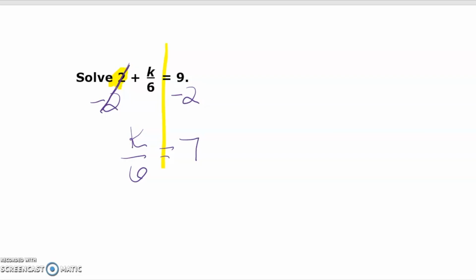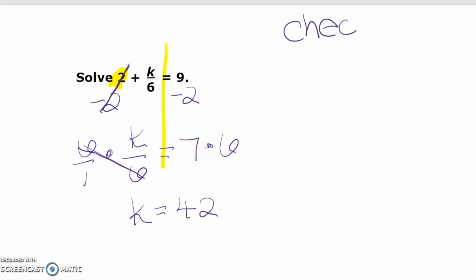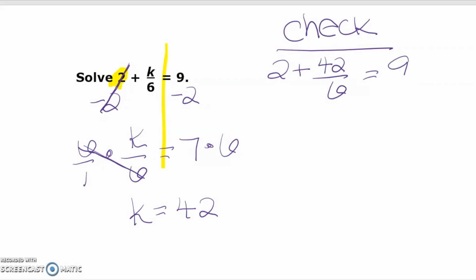The opposite of division is multiplication. I'm going to multiply both sides by 6. Think of this as 6 over 1. I'm cross-canceling. And I get k equals 42. All right, we're going to do our check just in case I made a mistake, because we all do. It happens. If I check my work, though, before I turn it in, I'm going to do better on that test. All right, order of operations. Division comes first. So 42 divided by 6 is 7. 7 plus 2 is 9, so I'm all good.